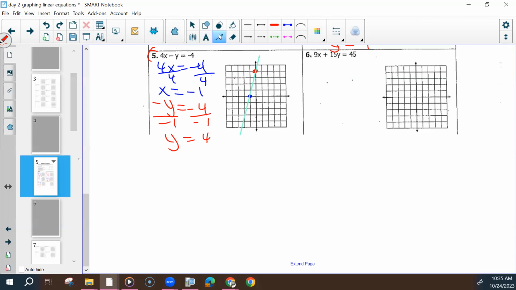Yes. Your lines have to have arrows. They keep going on forever and ever in both directions, so they have to have arrows. Any other questions in 6 through 10?